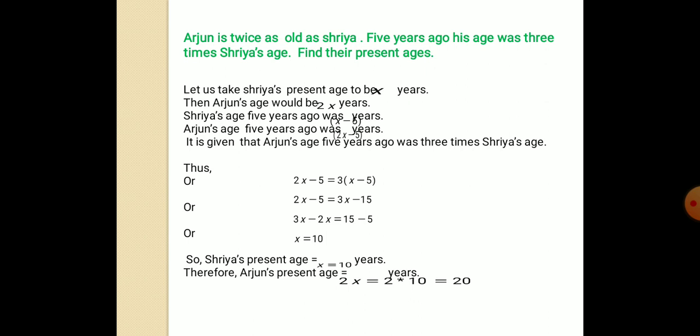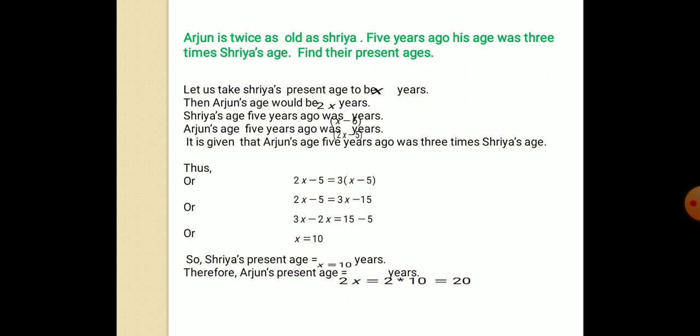Arjun is twice as old as Shriya. 5 years ago, his age was 3 times Shriya's age. Find their present ages. And the solution: let us take Shriya's present age to be x years. Then Arjun's age would be 2x years.